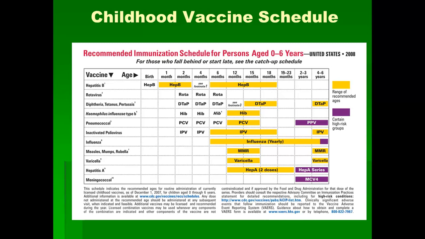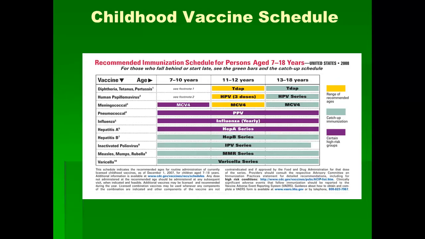There's a childhood vaccine schedule, and this one is pretty old. But if you go to the cdc.gov, you'll be able to access the latest childhood vaccine schedule for children between the ages of 0 to 6 and 7 to 18. Here ends Part A of Chapter 11.